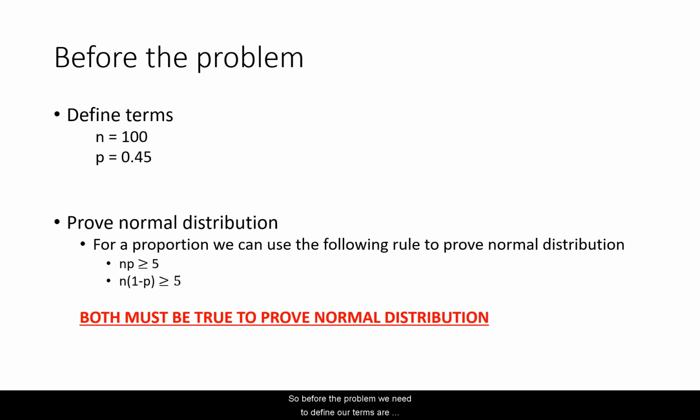So before the problem, we need to define our terms. Our sample size, or n, is 100, and our population proportion is 0.45. Next, we need to prove normal distribution. In order to do that for proportions, we need to prove that n times p is greater than or equal to 5, and that n times 1 minus p is greater than or equal to 5. For a proportion, both of these must be true to prove normal distribution, or if one of these is false, our data is not normally distributed.